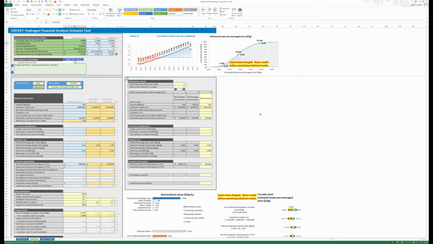Okay, thanks, Mike. One other question. Some entities are located where they get the LCFS, low carbon fuel standard credit. Can you look at that in terms of percent renewables, et cetera?